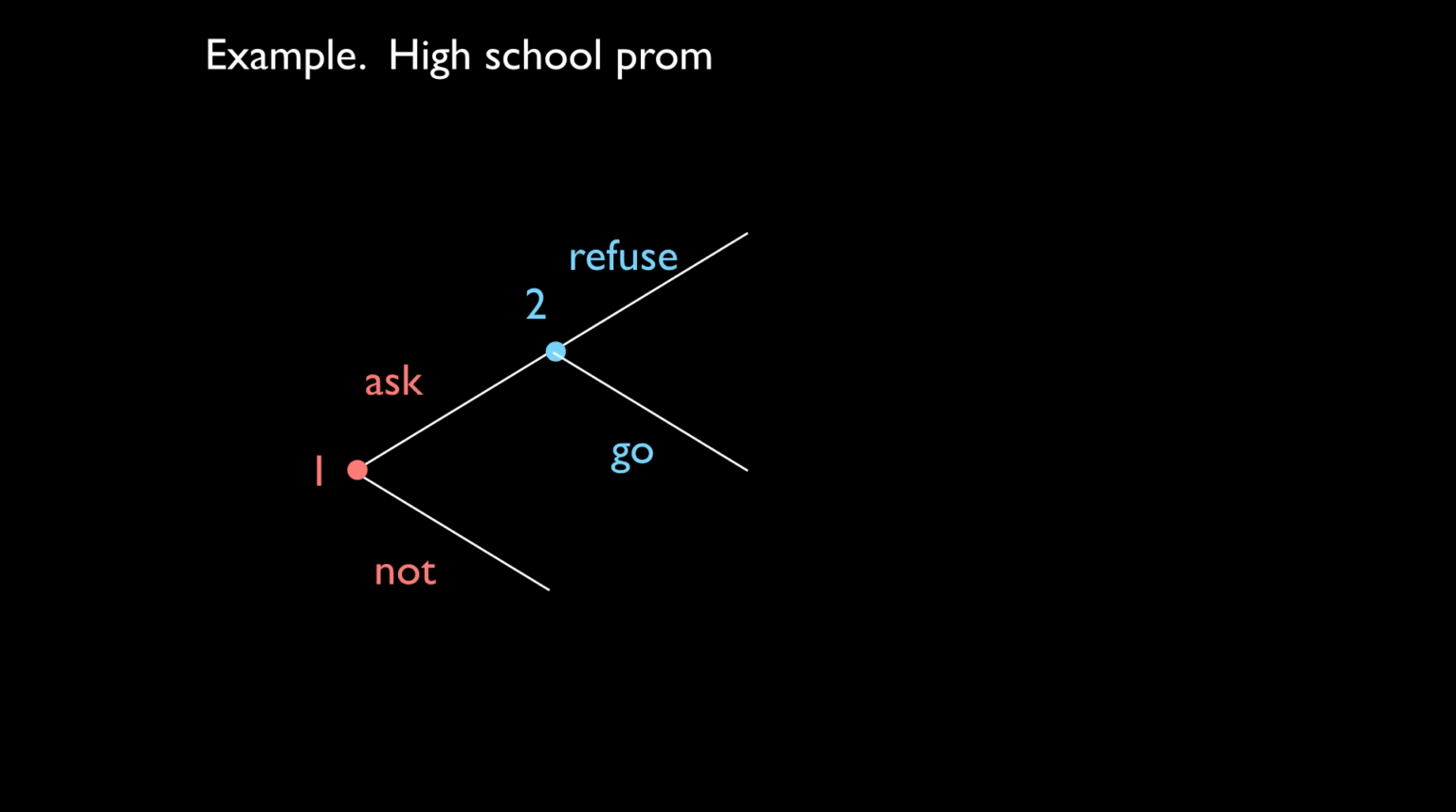Let's do a high school problem. So one can either ask or not. Two can either say yes or refuse. And then we're going to say that if two refuses, then one gets to go to two's house and serenade.